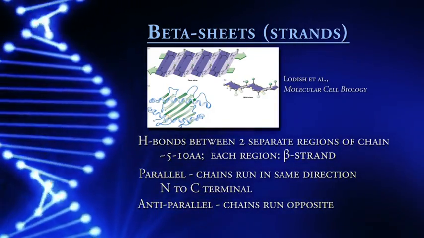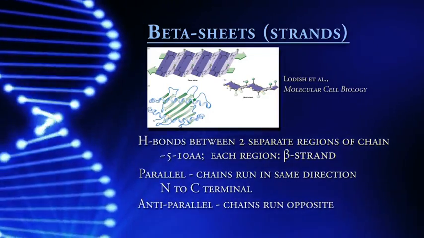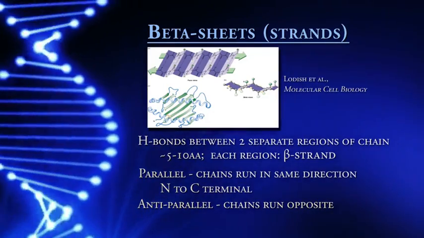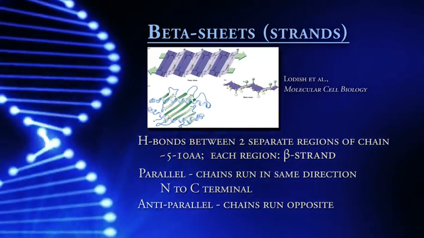There is the parallel, meaning that the N to C terminal direction is the same, and the more common anti-parallel, where the chains run opposite. And basically all that means is that there's a little bit different chemistry when they run parallel or anti-parallel, but it's very similar in concept and structure.